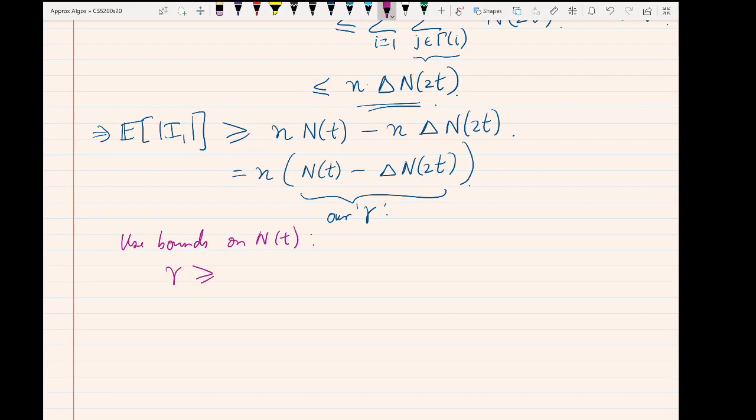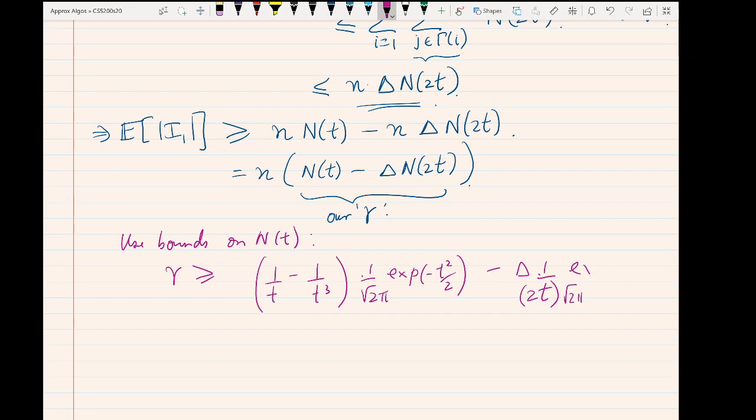The gamma that we get is greater than or equal to, well, n of t, if you recall, is at least 1 over t minus 1 over t cubed times 1 over square root 2 pi, exponential minus t squared by 2, minus delta times, again the upper bound was just 1 over t, but now t is replaced by 2t, so this is 1 over t times 2t times there's again a square root 2 pi here, exponential minus 4t squared by 2, right? So using these two quantities, we can actually now set an appropriate value of t that balances out the first and the second term.